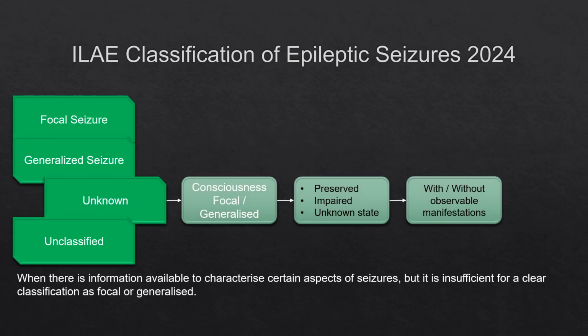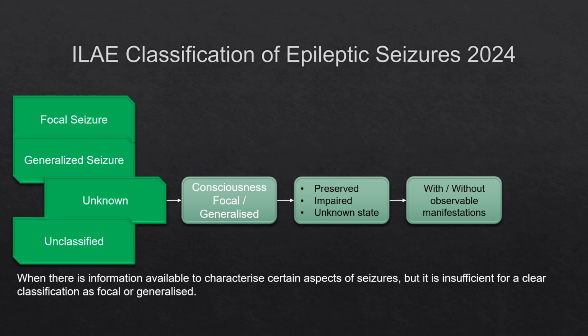Third is unknown. Unknown means there is information available to characterize certain aspects of the seizure, but it is insufficient for a clear classification as focal or generalized. That means the parents don't have a video recording. The parents are not able to tell whether the child's seizure initially started from one part of the body and later progressed, or started from the whole body itself. So they are not able to tell clearly, or the child's seizure has some abnormal semiology from which we are not able to point out whether it is limited to one cerebral hemisphere or not. So when it is unclear, we'll call it unknown.